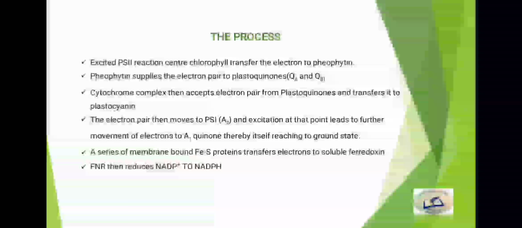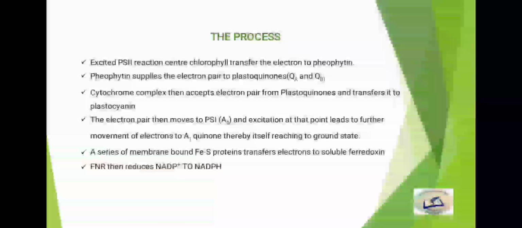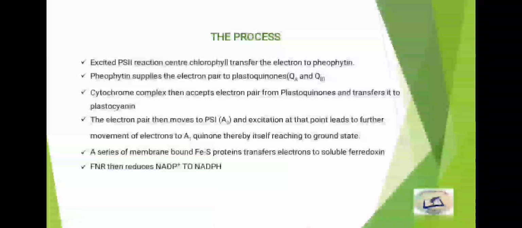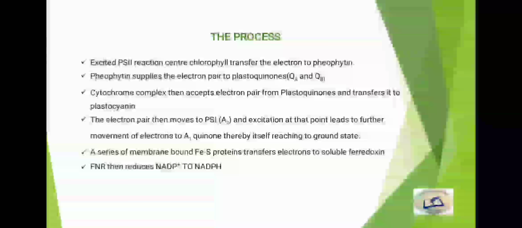Excited PS2 reaction center chlorophyll transfers the electron to pheophytin. Pheophytin supplies the electron pairs to plastoquinones, which are QA and QB. The cytochrome b6f complex accepts the electron pair from plastoquinone and transfers it to plastocyanin. Then the electron pair moves to PS1, which is P700. A part of it, which is A0, transfers this electron to A1, which is the quinone center, and then it reaches the ground state itself.